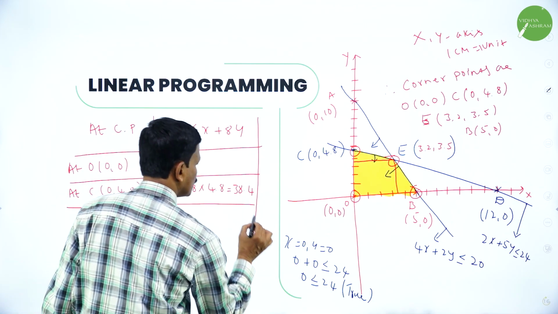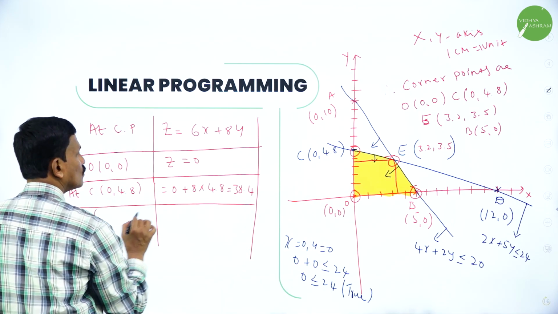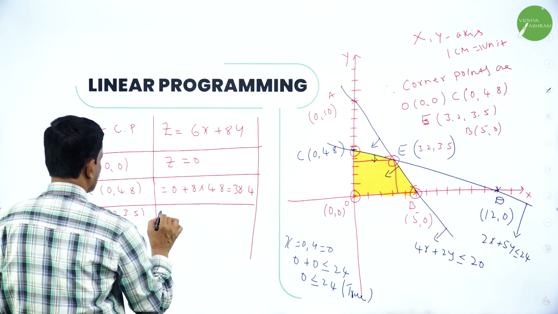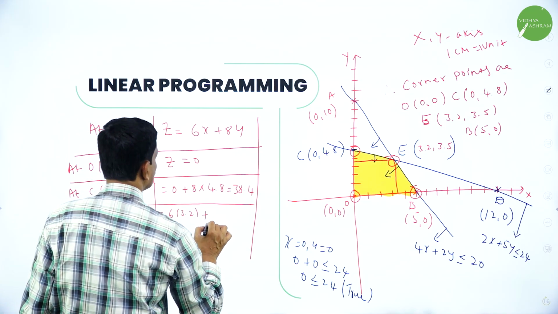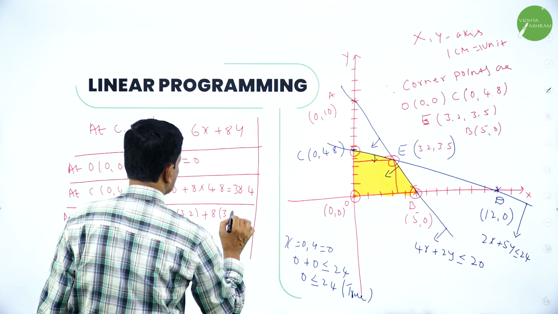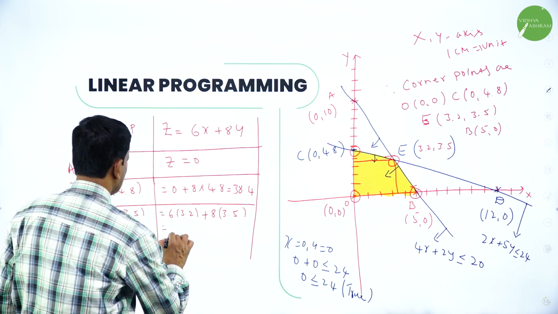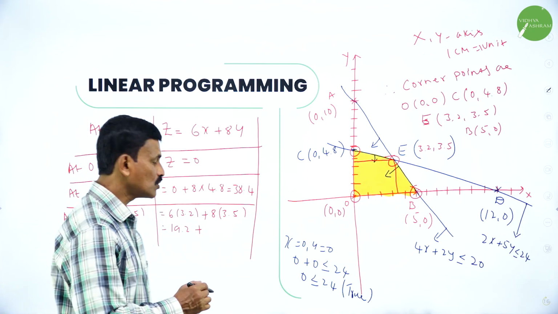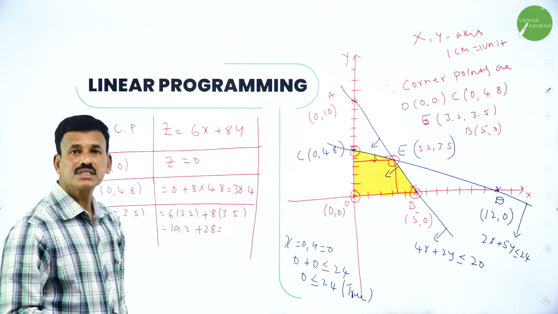38.4. Again at E, what is E? (3.2, 3.5). Z is equal to 6 into 3.2 plus 8 into 3.5. What is this equal to? This is 19.2 plus 3.5 into 8, which is equal to 28. If I add these two, 47.2.